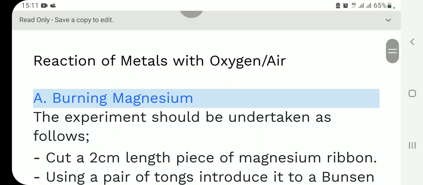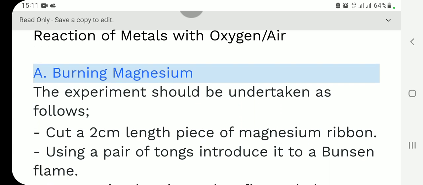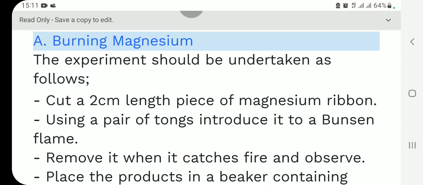We start with the reaction of metals with oxygen. As you all know, examples of metals are magnesium, sodium, potassium, lead, and the rest. For magnesium, we are going to take 2 centimeters of magnesium ribbon and introduce it into a flame.